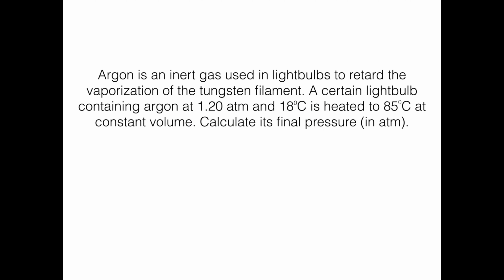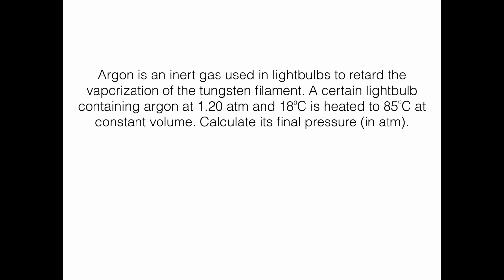All right, let's take a look at the second problem. Argon is an inert gas used in light bulbs to retard the vaporization of tungsten filament. A certain light bulb containing argon at 1.2 atmospheres and 18 Celsius is heated to 85 Celsius at constant volume. So the volume is constant, doesn't change.